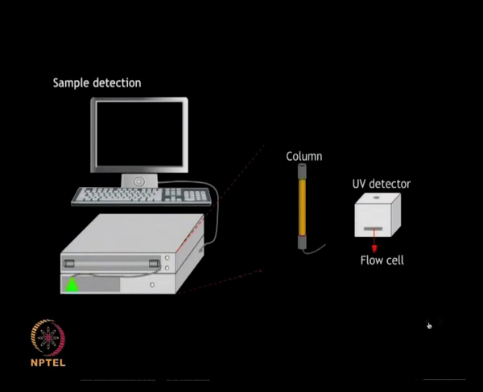Now, these separated components pass from the column outlet into the flow cell, which is present in the detector. The most commonly used detector for protein analysis is the UV detector, which analyzes the protein absorbance at 280 nanometers and plots a graph of retention time against intensity.